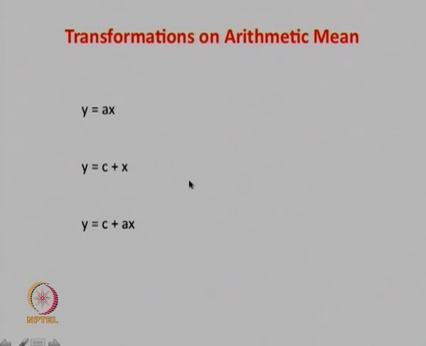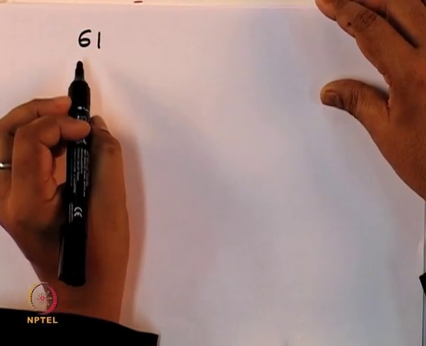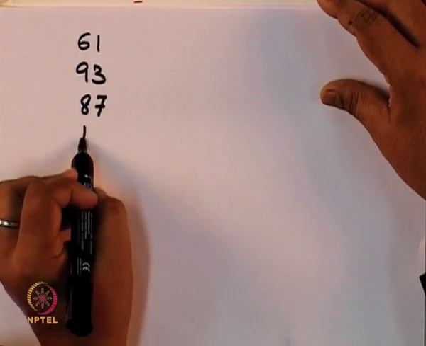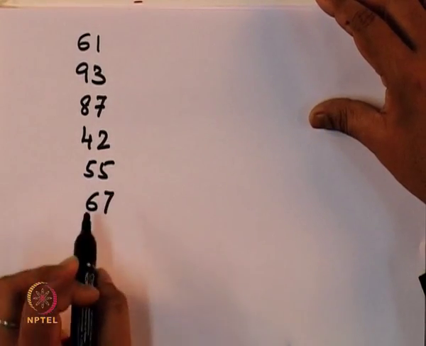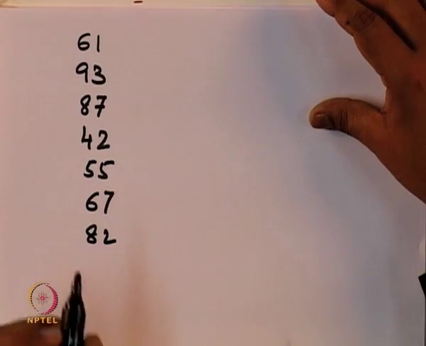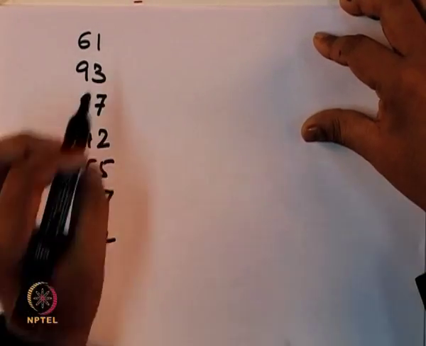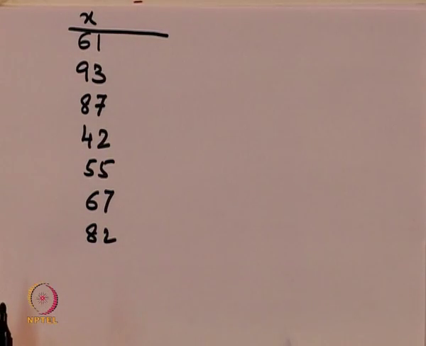So, let us apply this transformation to a sample example. So, imagine these are the test scores of 20 students, right. So, if I write down like this: 61, 93, 87, 42, 55, 67, 82, and so on and so forth. Okay. So, I will only take these following numbers. Okay. So, now let us say this is my design variable x.